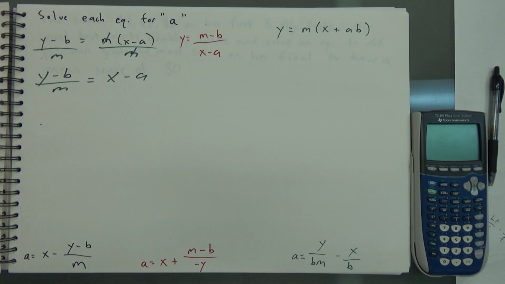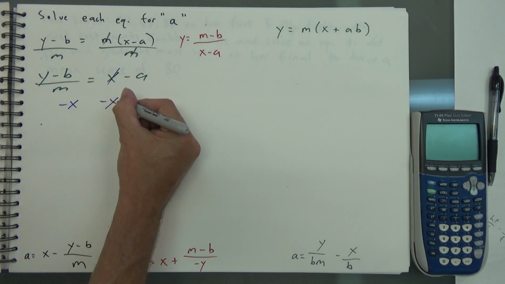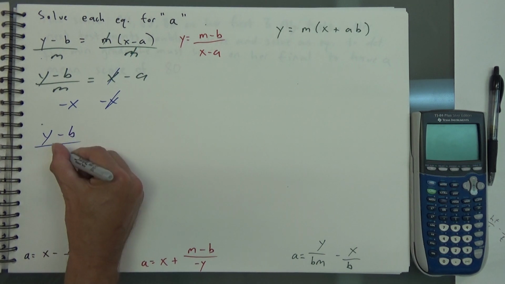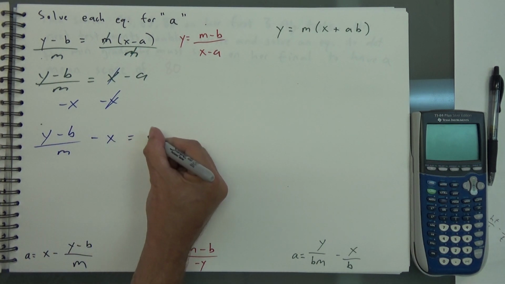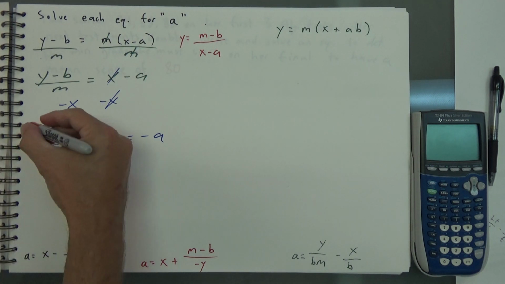And then I'm going to subtract X from both sides. They'll cancel here, that's what I want, and I get Y minus B over M minus X equals negative A. And then if I add the A to both sides, well, I have this, shouldn't I just be able to, yeah, I'm just going to multiply through by negative 1. Right, so at any time you can basically change all the signs.